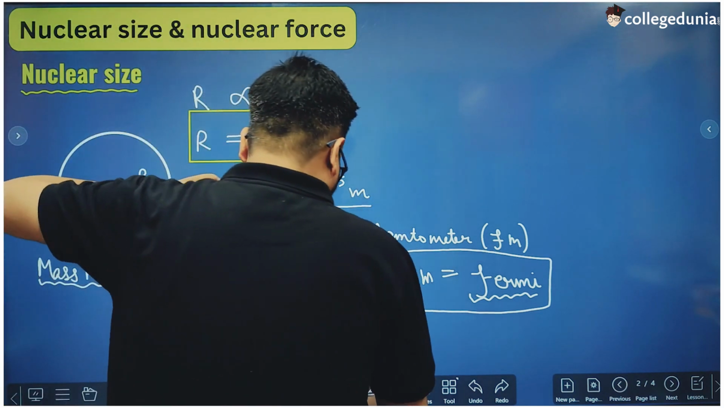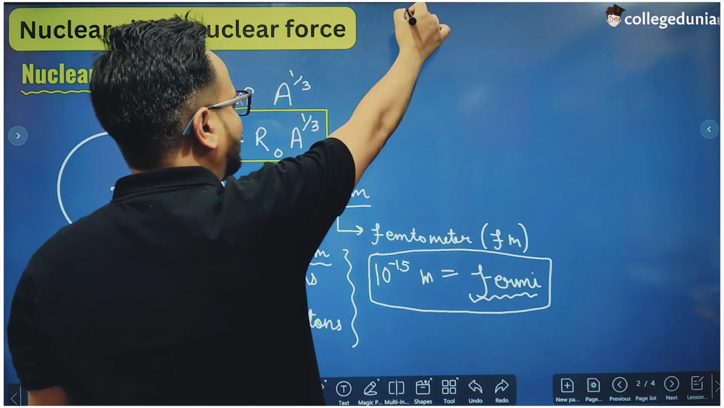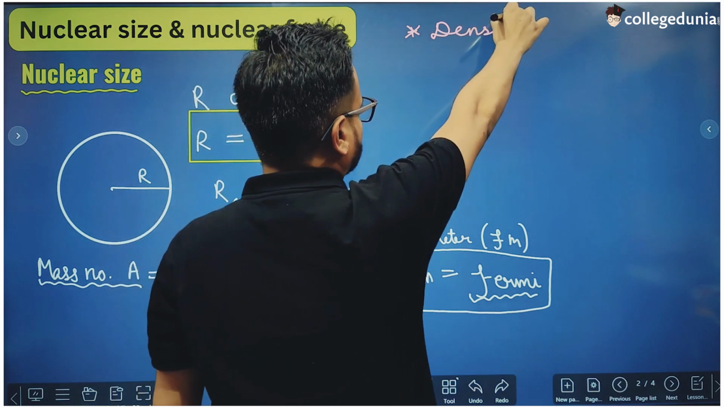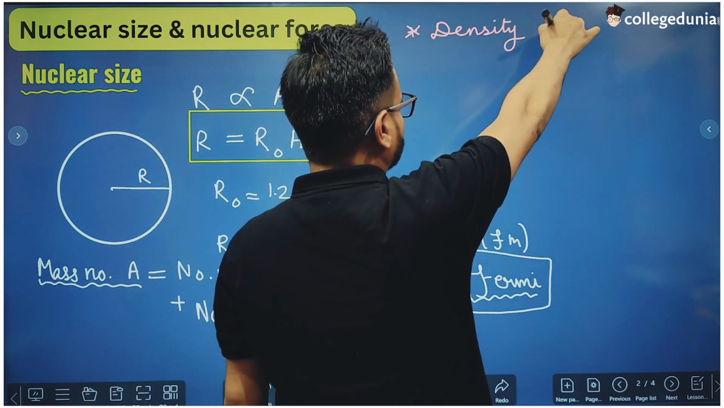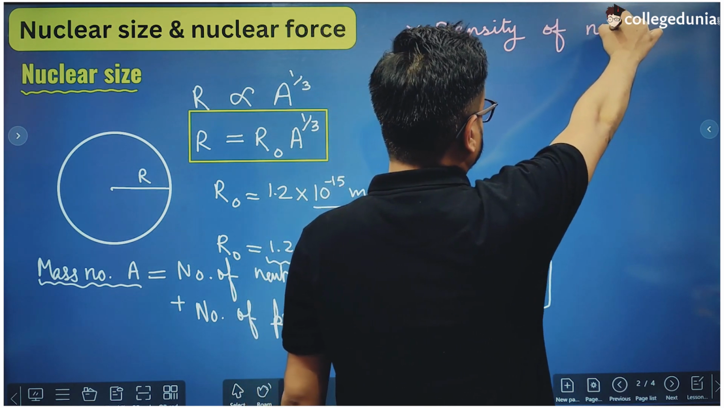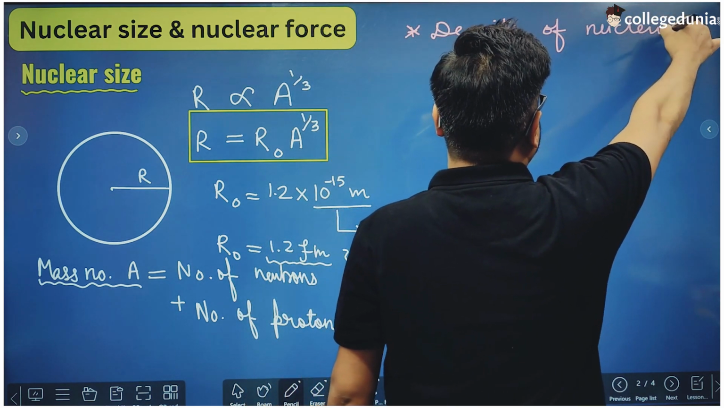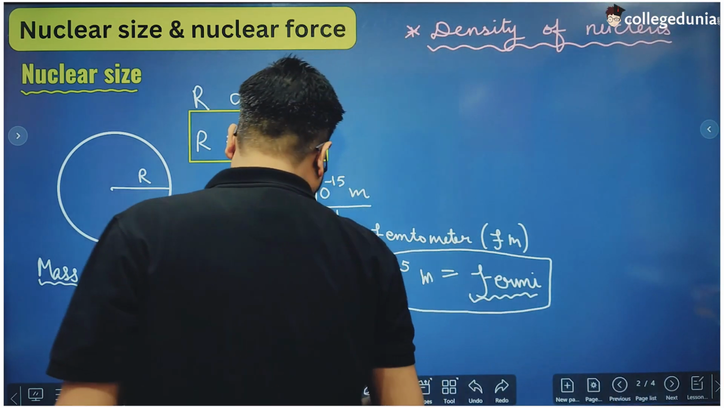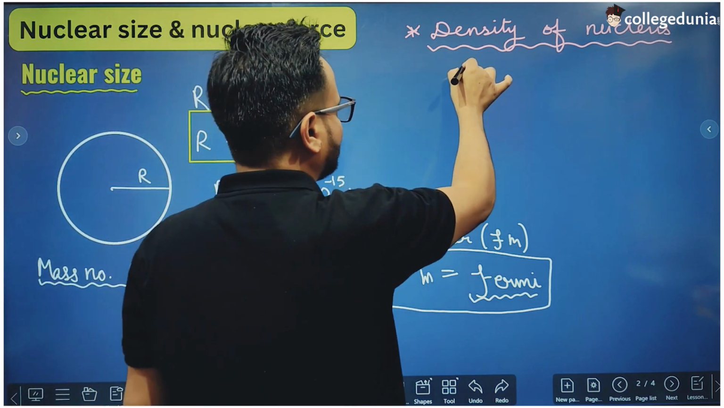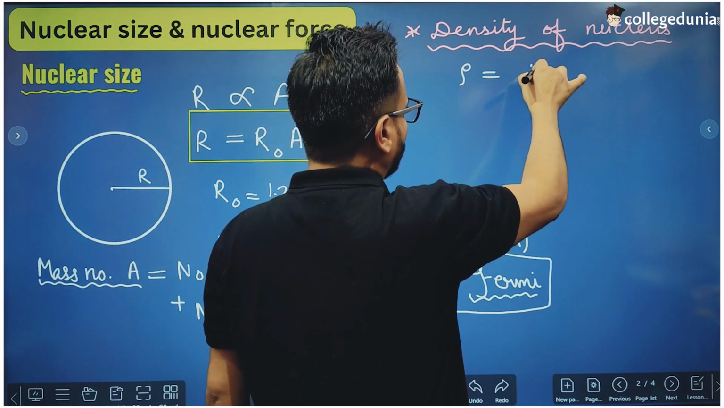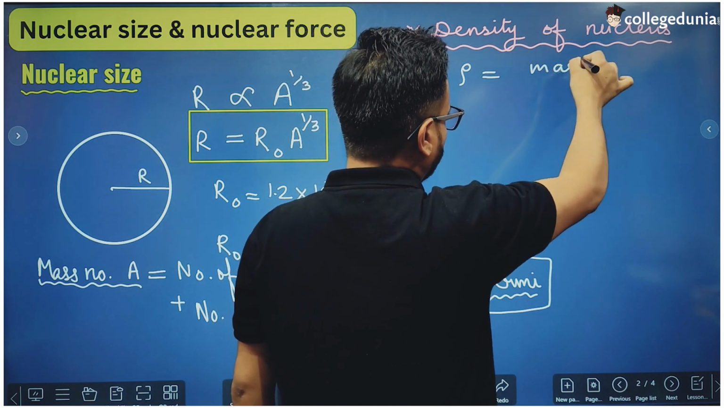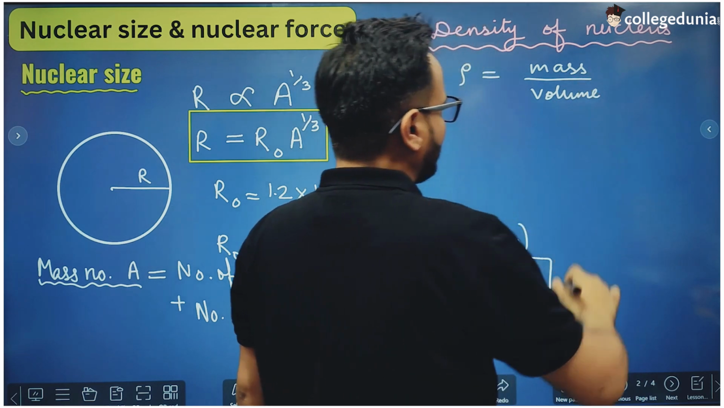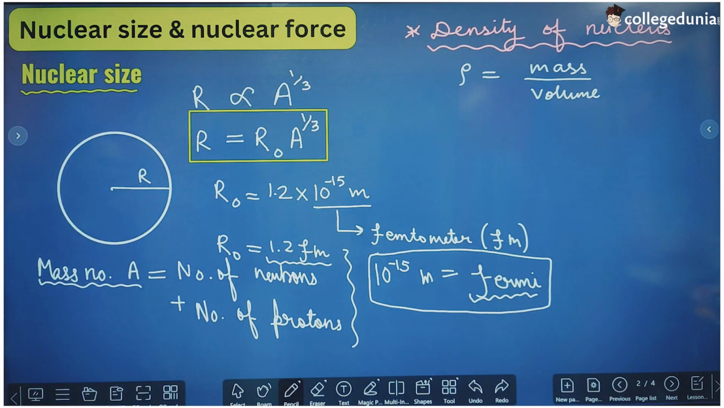Okay, so using this formula, we will find the density of a nucleus. We all know that the formula for density is mass per unit volume. So if the density of nucleus is represented by rho, we can write it as mass of the nucleus divided by the volume of the nucleus, right?